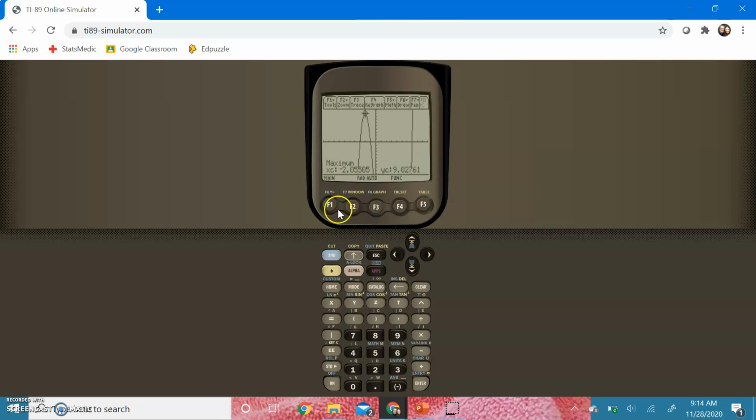And so some people like to change the window so that they can see what the minimum is, but you really don't need to. So I'm going to just start off by hitting F5, minimum, and I need to be somewhere to the left, so I would say that this is a good point, left of the minimum, and it's somewhere down here, so that's a good spot.